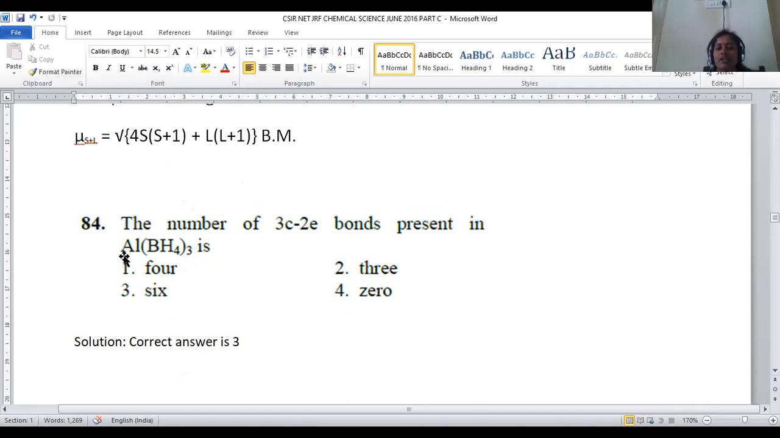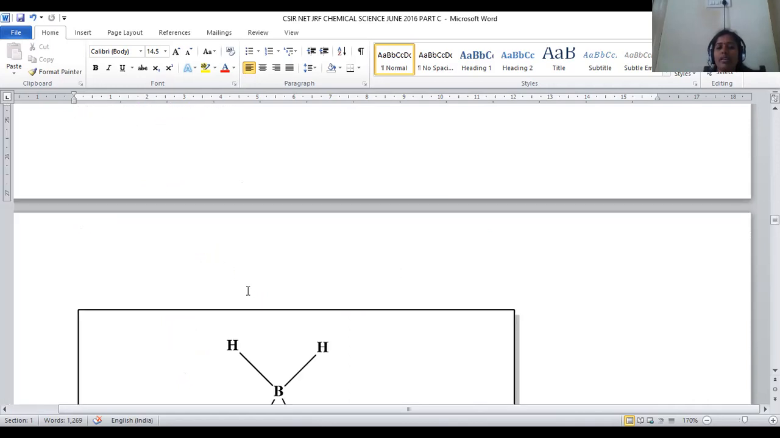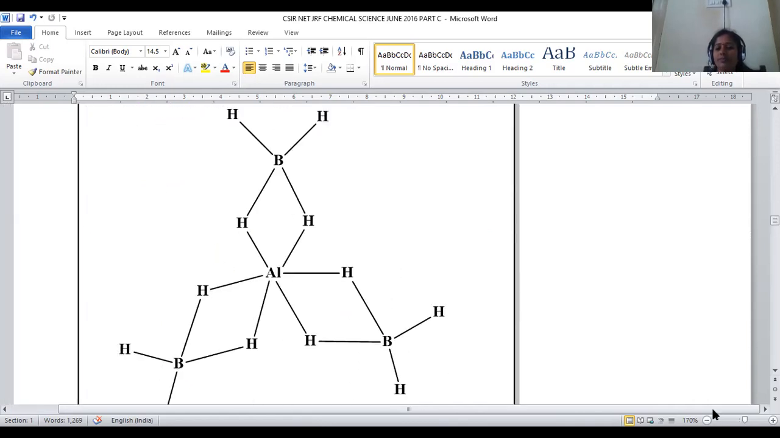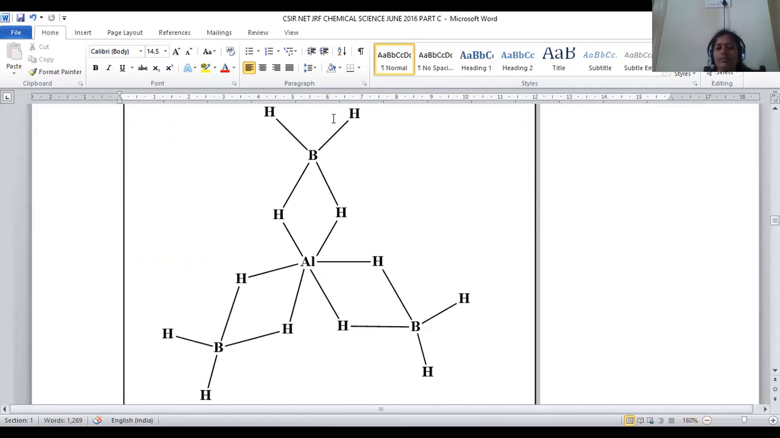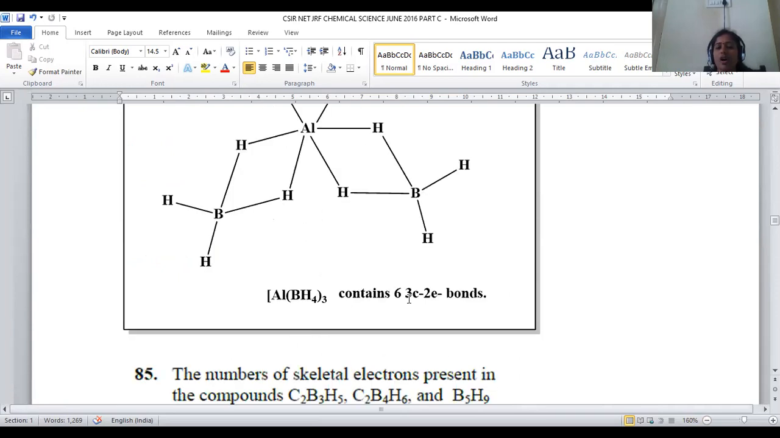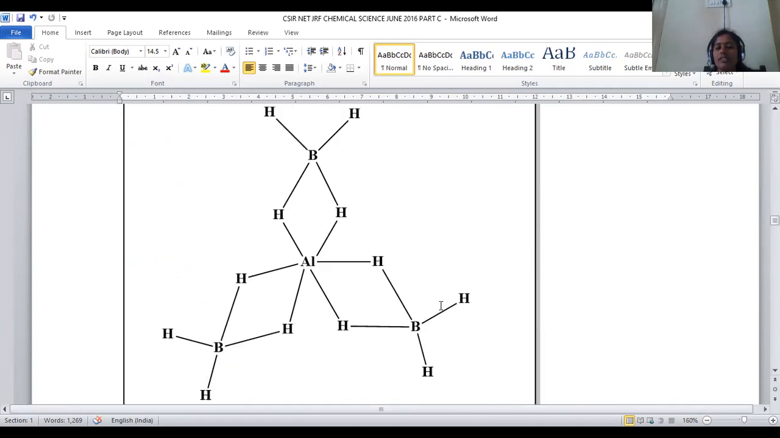Here central metal is aluminium. Around aluminium we have borane units that are represented in the structure. Here boron is surrounded with BH4 units. 3 BH4 units are present in this manner. They're asking for how many 3 center 2 electron bonds are there.